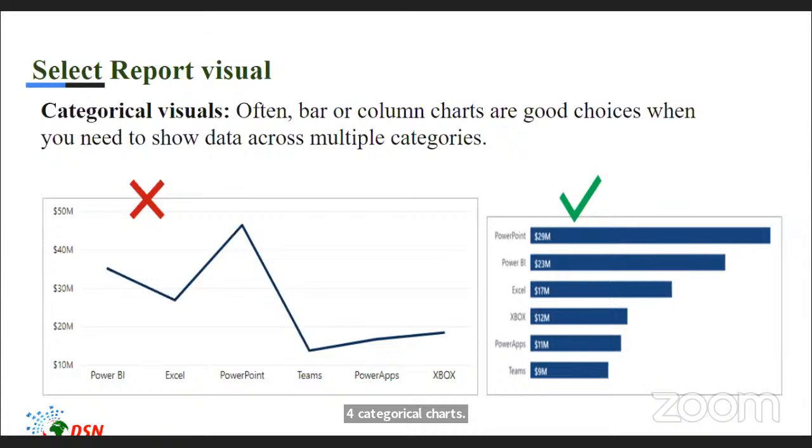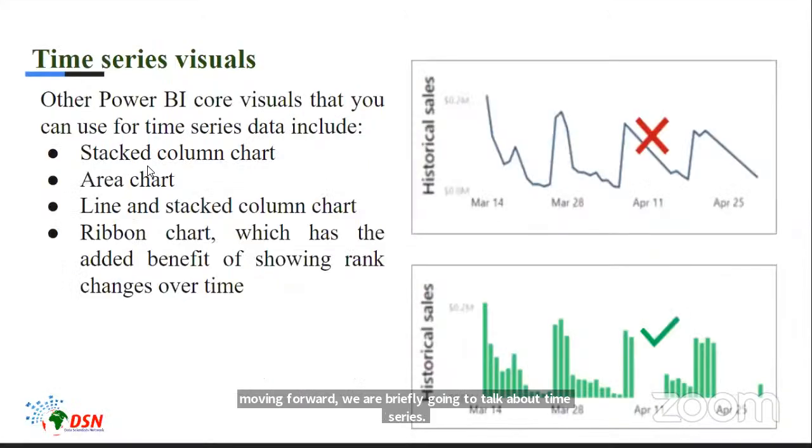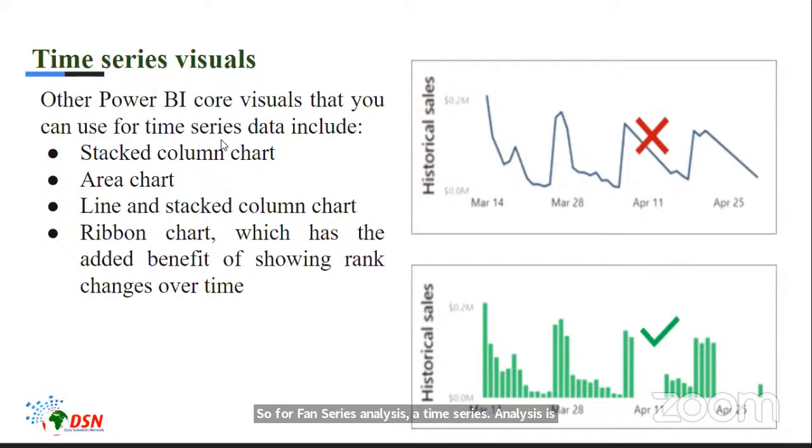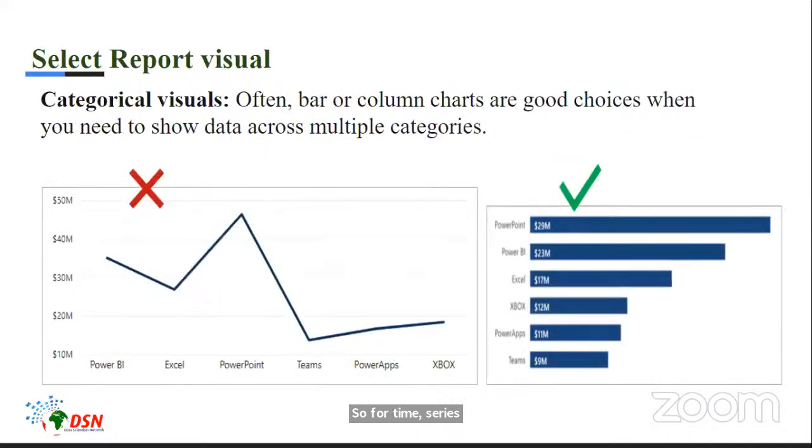So moving forward, we are briefly going to talk about time series analysis. A time series analysis is used to show sales over time. If you want to show sales over time, a time series analysis chart is the perfect chart for you. For time series analysis, you can use a line chart or an area chart. We'll also get to see the line and area chart.